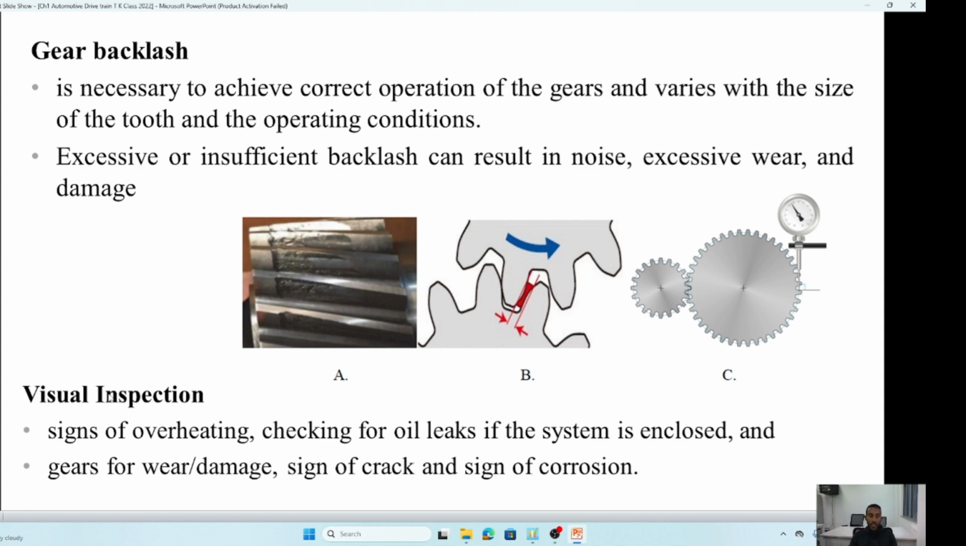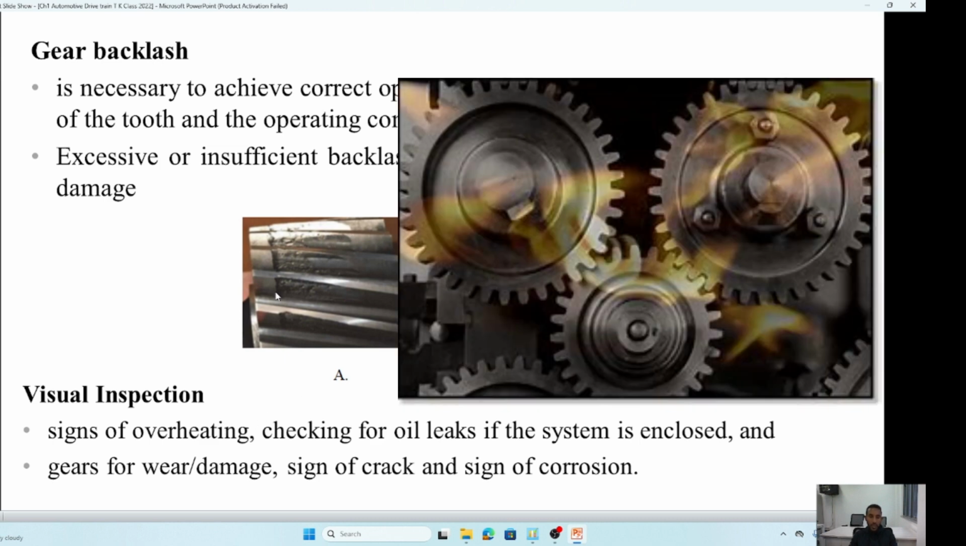Again, the second one is we must perform some visual inspection on gears. One visual inspection performed on gears is for signs of overheating. When you say sign of overheating, it means when the gear is overheated, it shows some blue colors, which means it will change the properties of these gears, and after that the gear will easily fail due to the pitting effect.